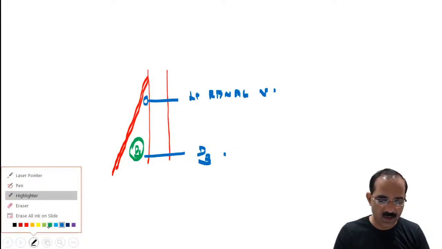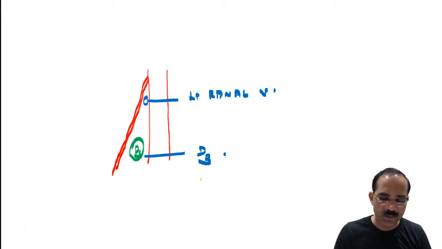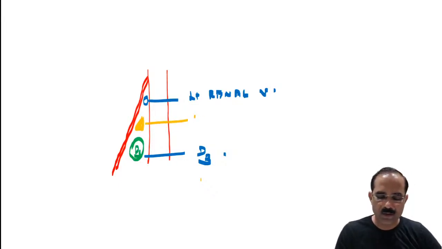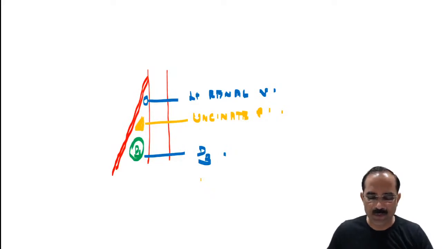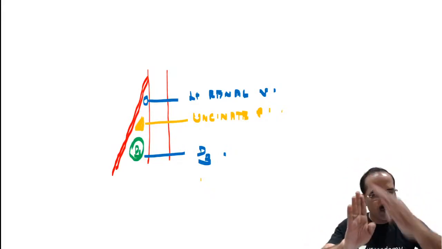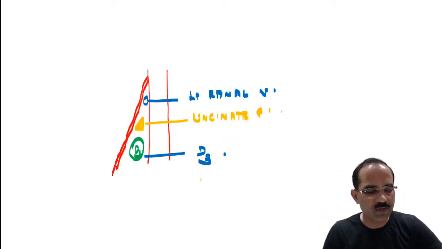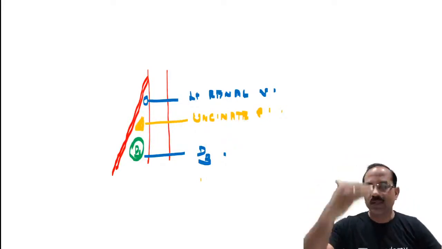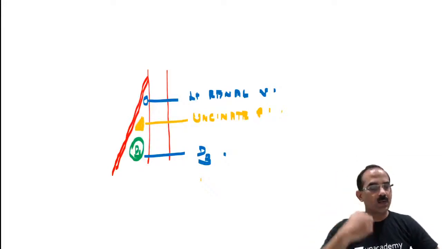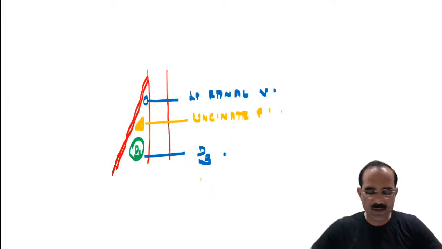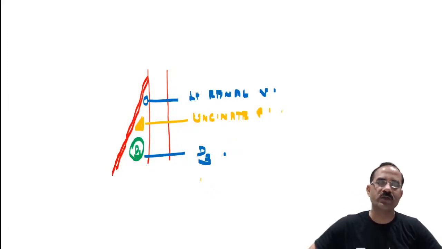Anything else comes here? Is there any other structure between the superior mesenteric artery and the aorta? This is going to be the uncinate process of pancreas. Very good. So between the aorta and the superior mesenteric artery, there are three structures from above downwards. Just remember. The first one is the left renal vein. The second one is the uncinate process of pancreas. And the third one is going to be the third part of duodenum.